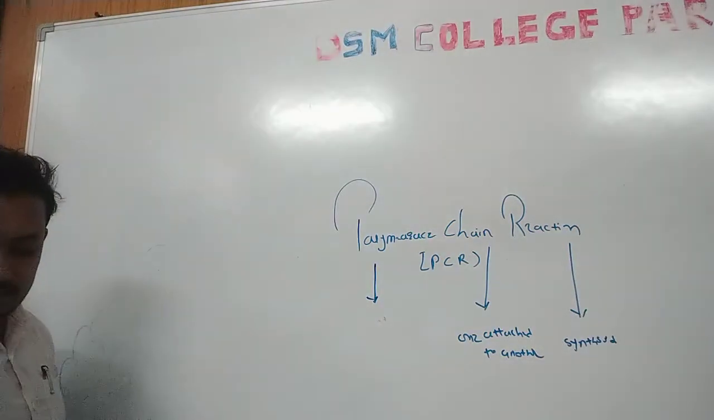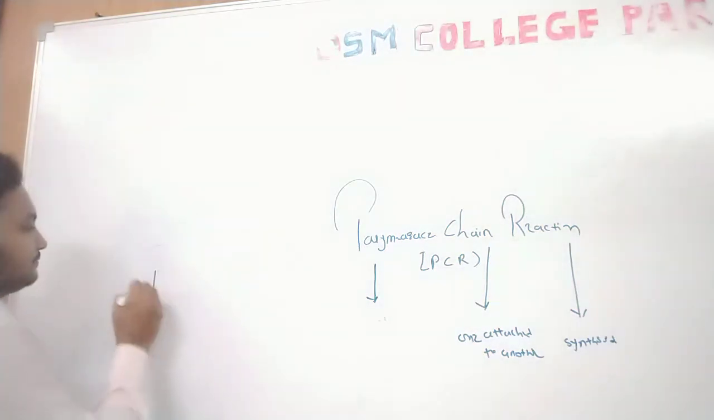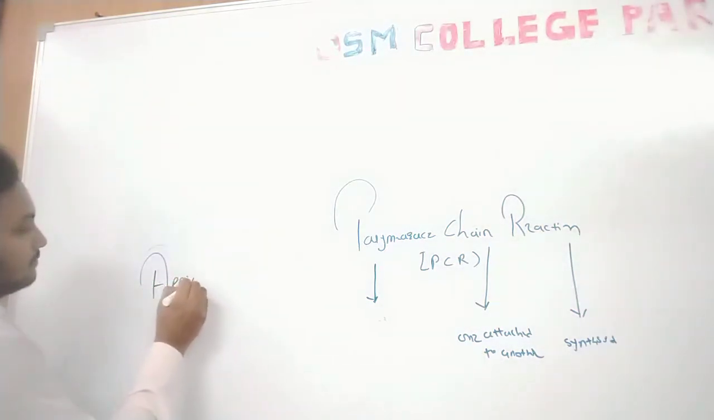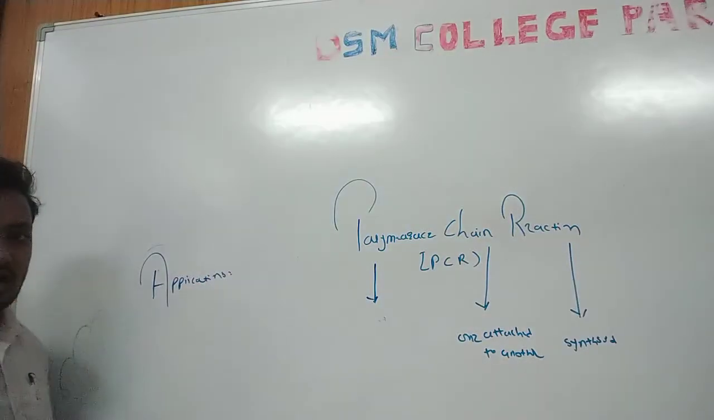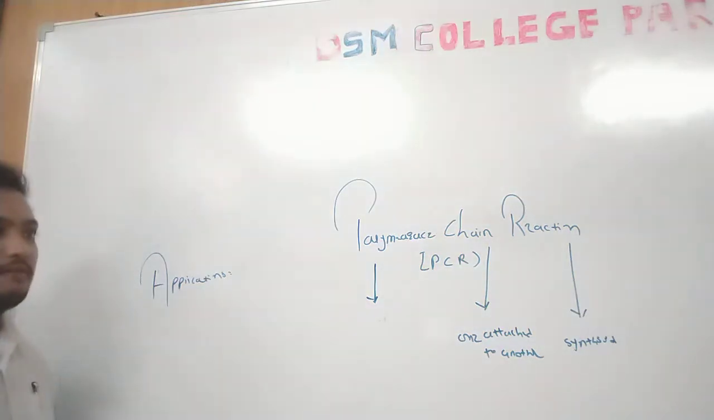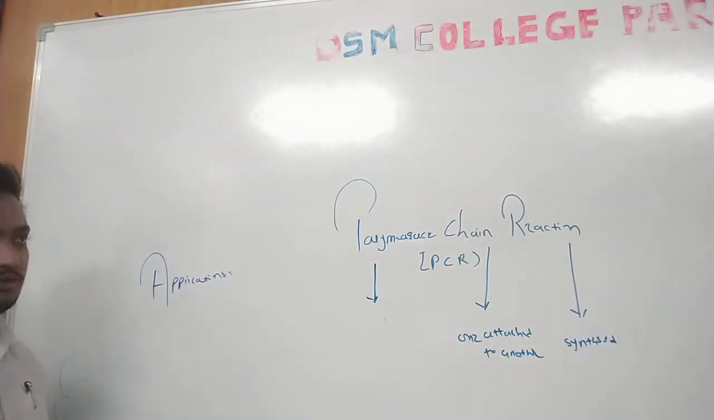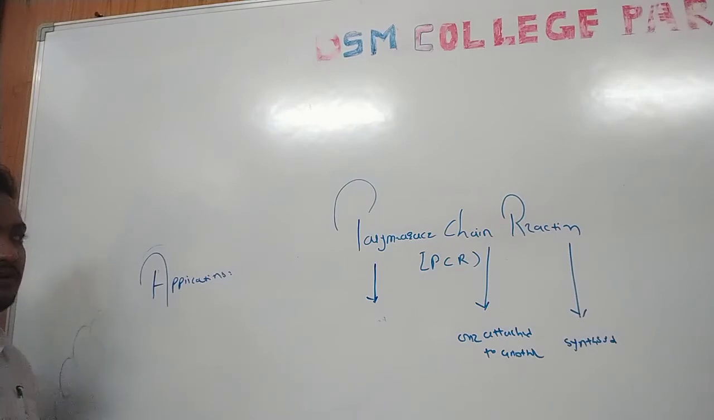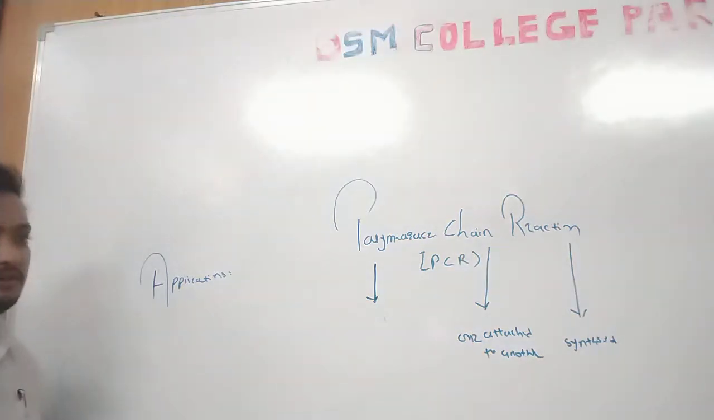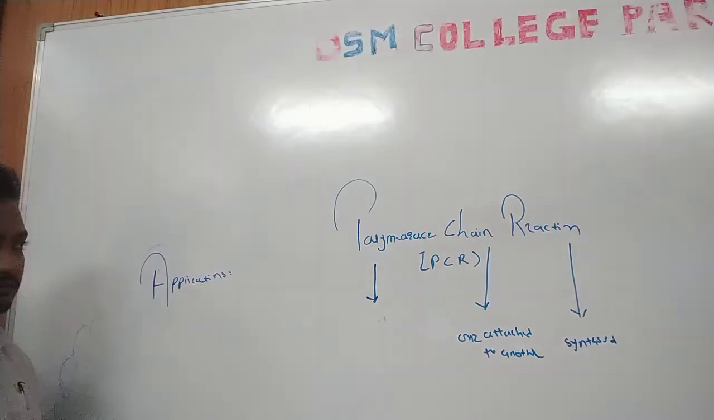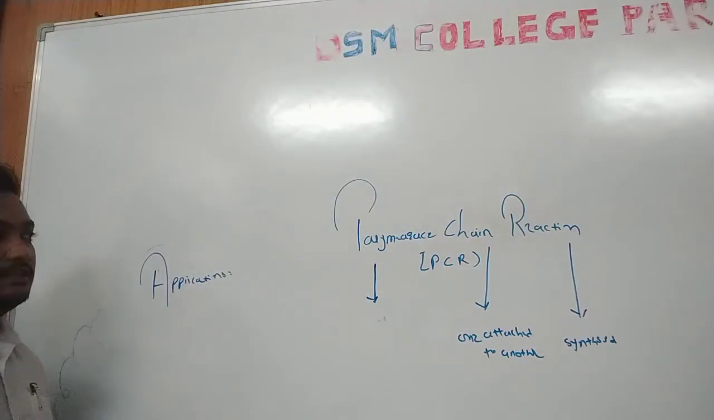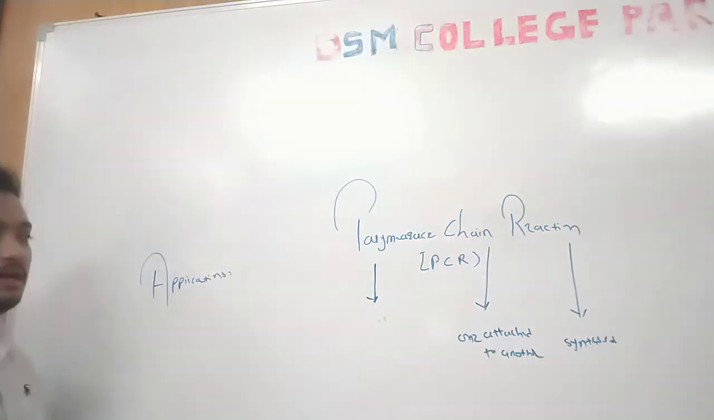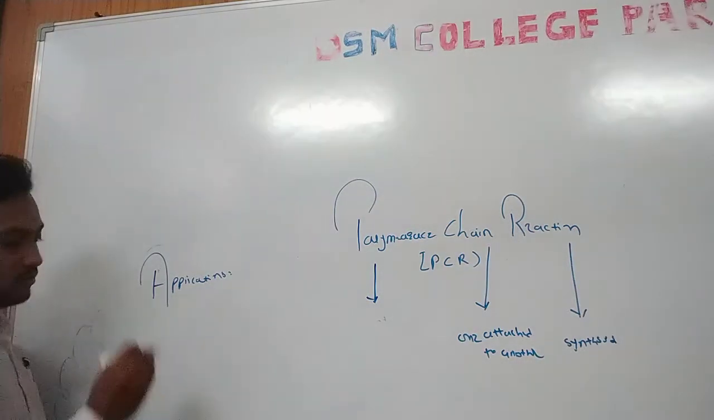The last topic is the applications of PCR. There are various applications of PCR. We already discussed coronavirus diagnosis, in which we use reverse transcriptase. We already discussed that there are various types of polymerase chain reaction, like RT-PCR, reverse transcriptase polymerase chain reaction, which is used to synthesize DNA from RNA. So it is used in the diagnosis of disease.